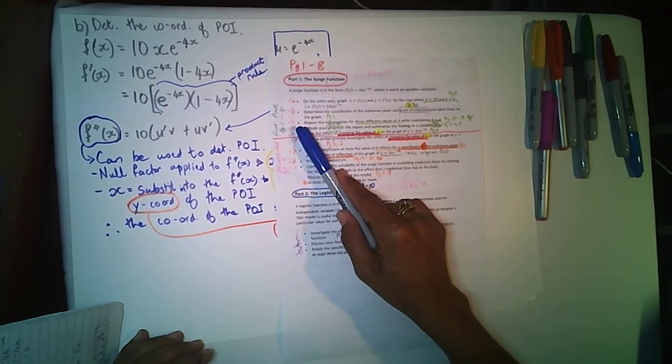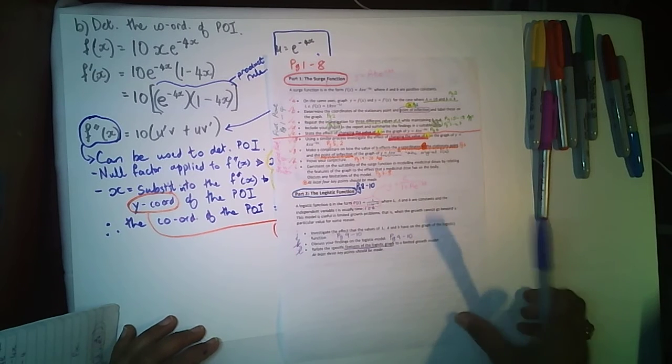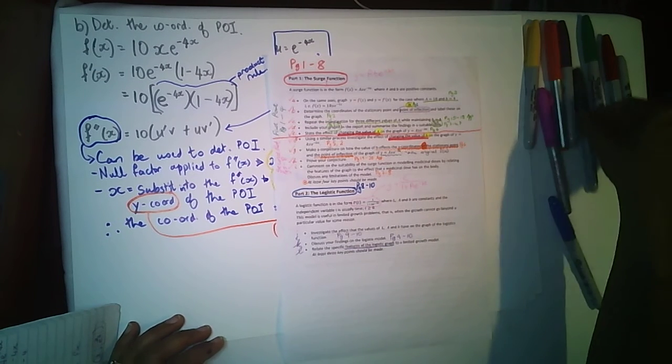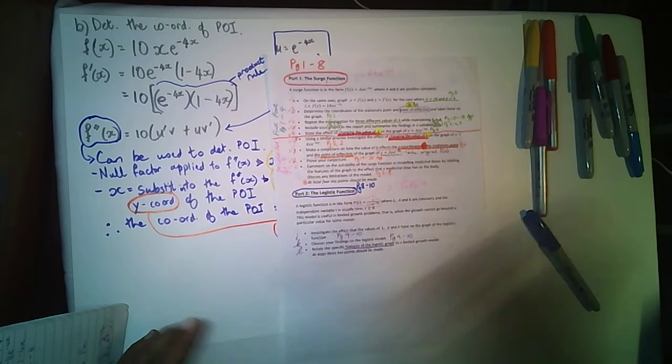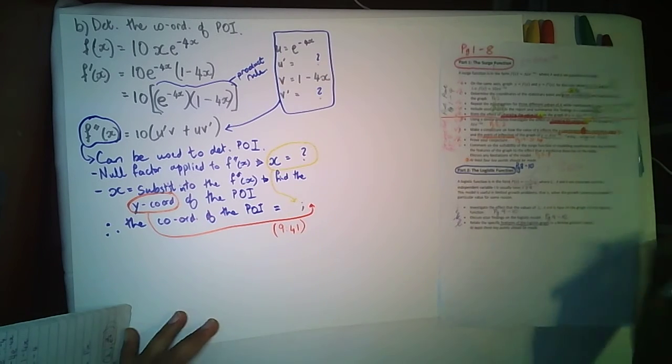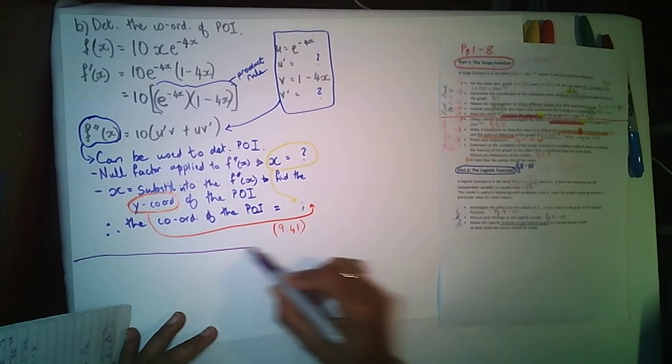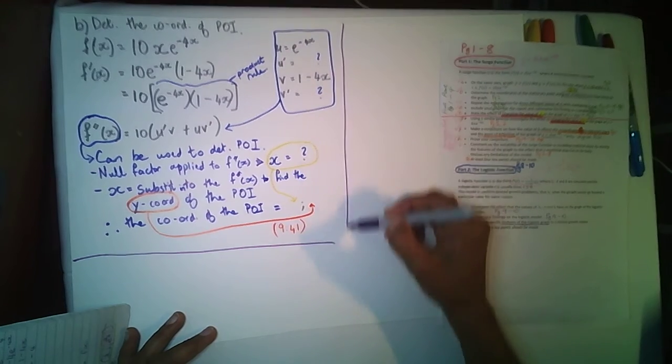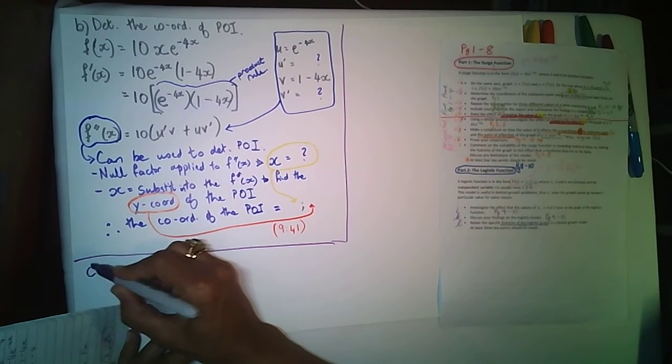What we need to lead into now is part C. So I might use a purple pen here. If I take this little section here, I'm going to make it C.